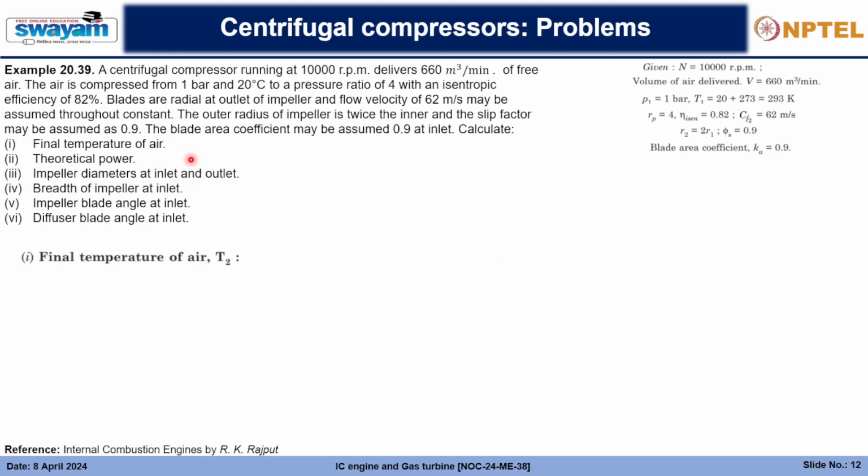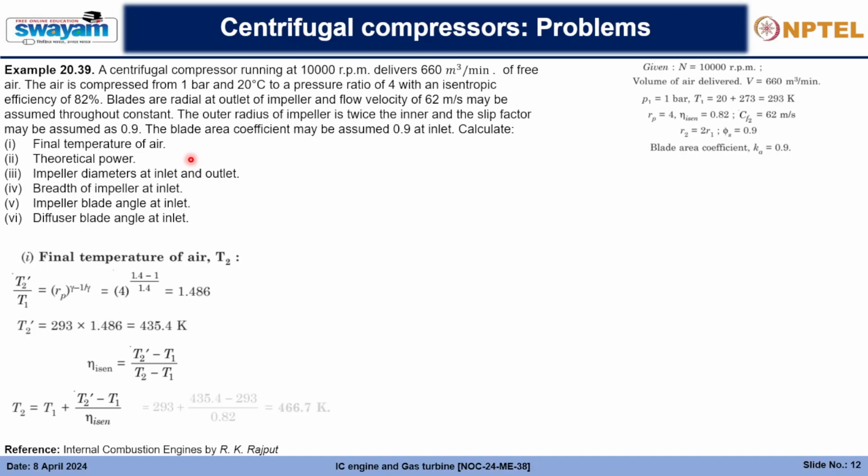So for the first part, that is the final temperature of air T2. We'll use the same thing, T2 dash, that is the static part. From that we calculate T2 dash to be 435.4 Kelvin. Now we use the isentropic efficiency part, and we calculate T2, which is higher than T2 dash, and we will get 466.7 Kelvin. So that is the final temperature of air going out of the compressor.